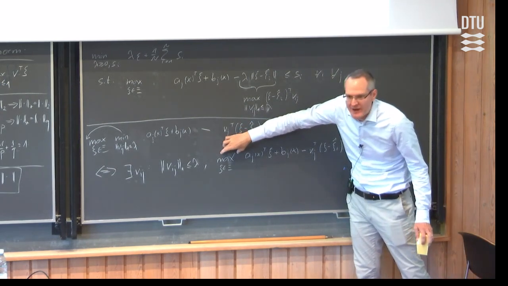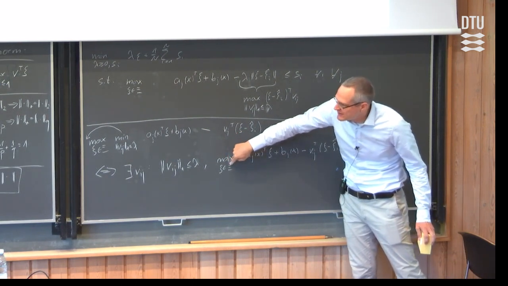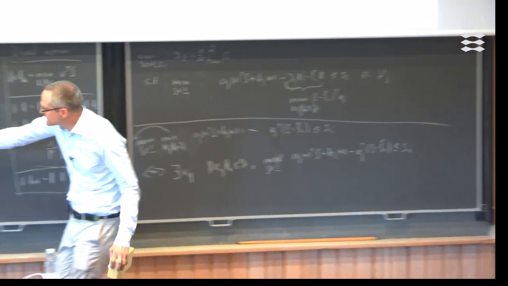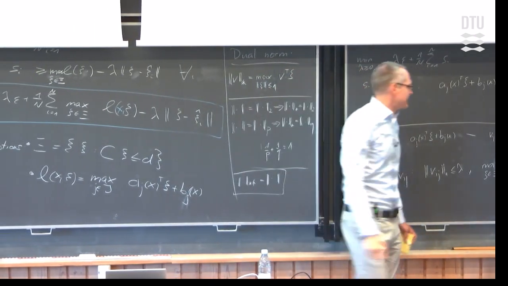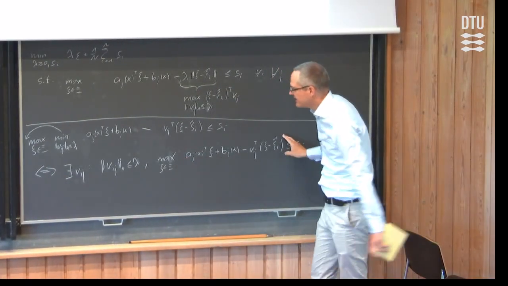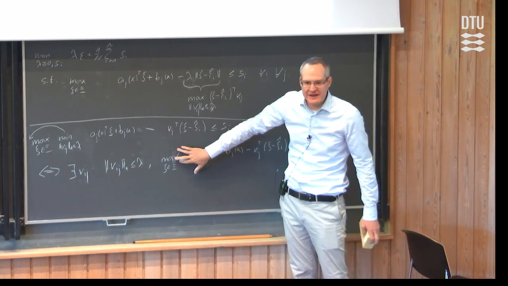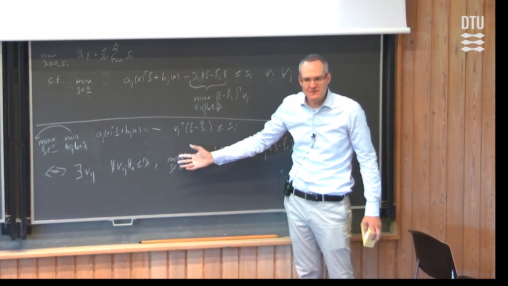This is actually a linear program because the feasible set is a polyhedron. That's the feasible set of a linear program, and the objective function is linear in xi. So this maximization problem I can dualize to get the minimization problem.